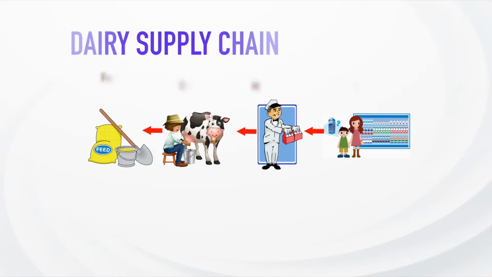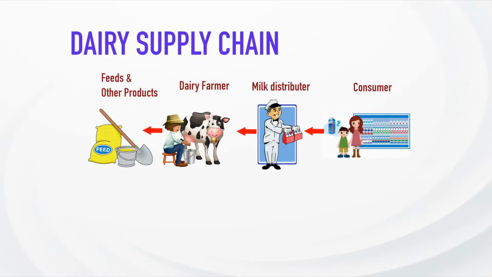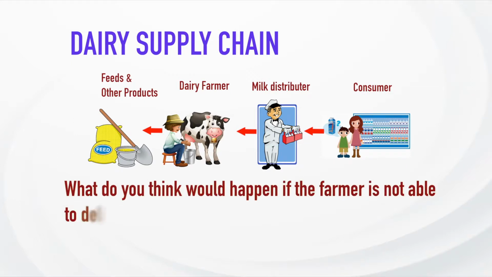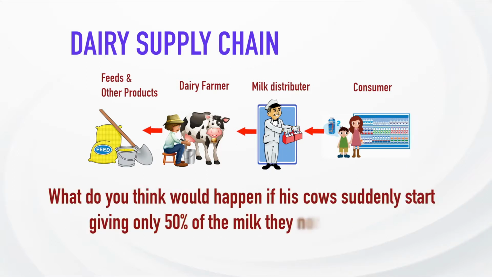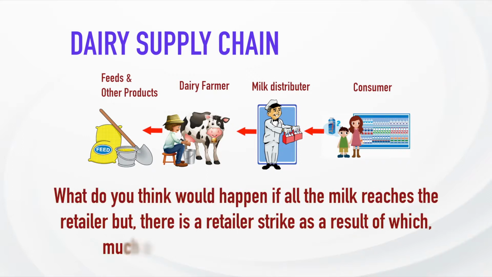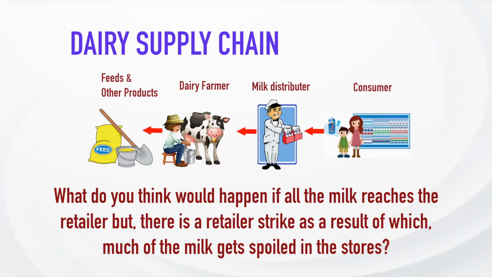Now consider the same dairy supply chain example. What do you think would happen if the farmer is not able to deliver the milk to the retailer because of a transport strike? Or what do you think would happen if his cows suddenly start giving only 50% of the milk they normally give? What do you think would happen if all the milk reaches the retailer but there is a retailer strike, as a result of which much of the milk gets spoiled in the stores? All this is an example of material disruption.